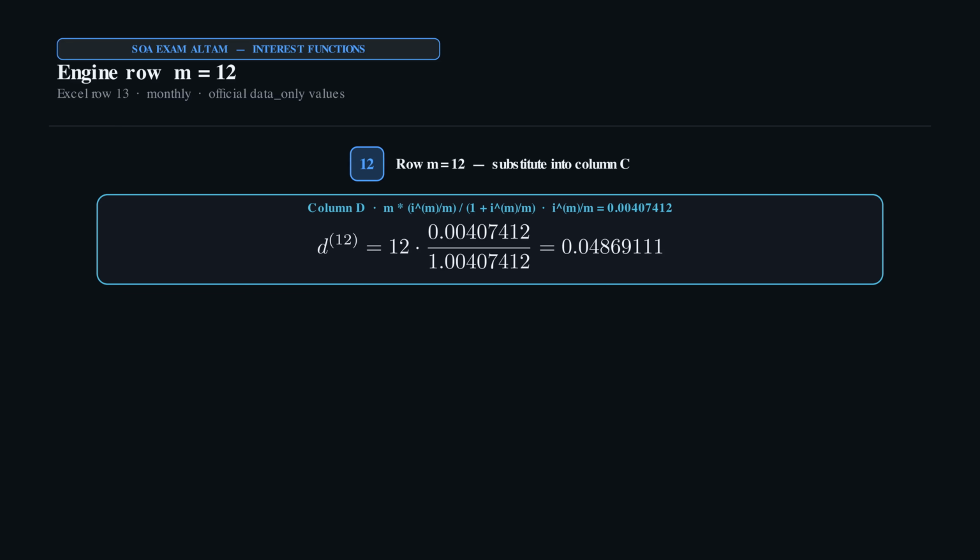i upper 12 over 12 is 0.00407412. Divide by 1.00407412, then multiply by 12. d upper 12 is 0.04869111. Monthly discount is now very close to delta.